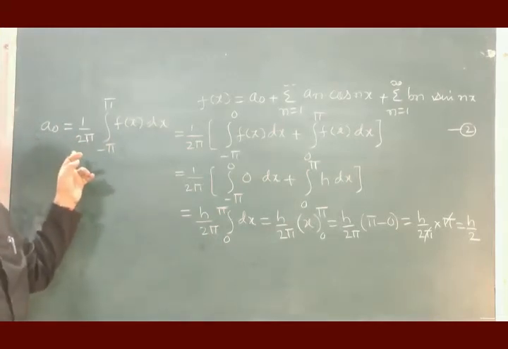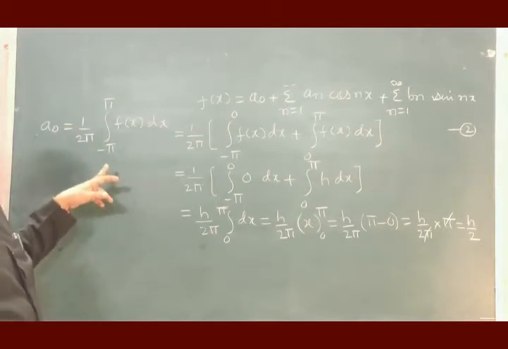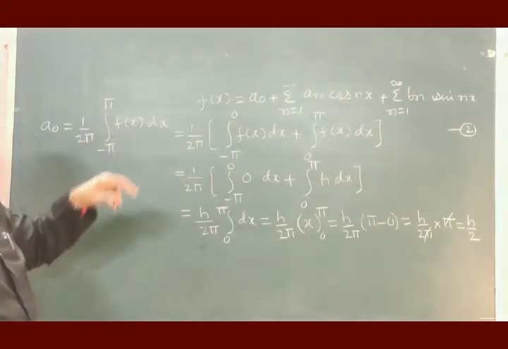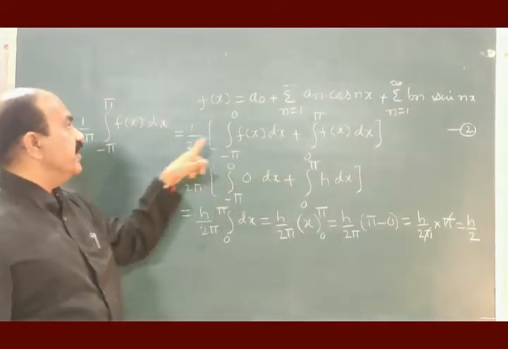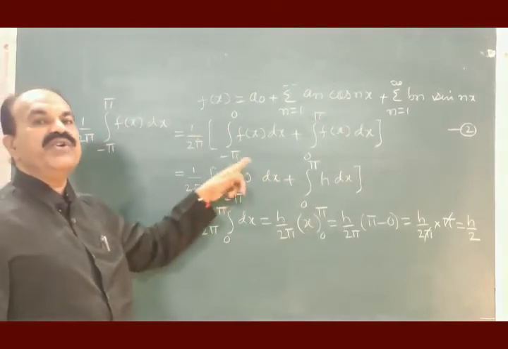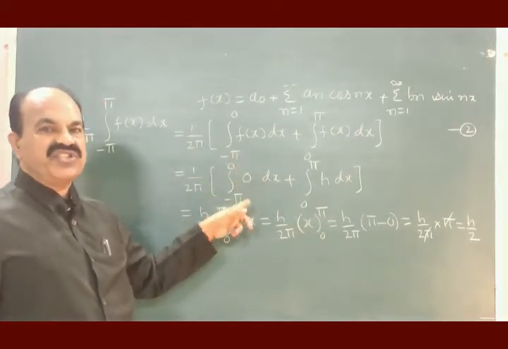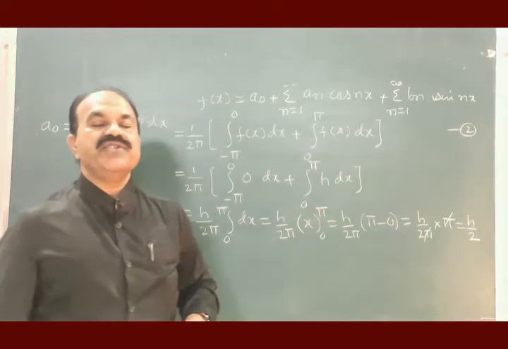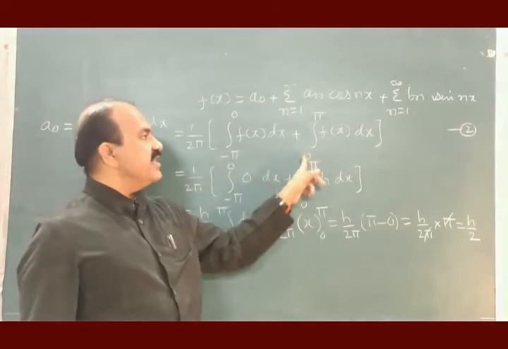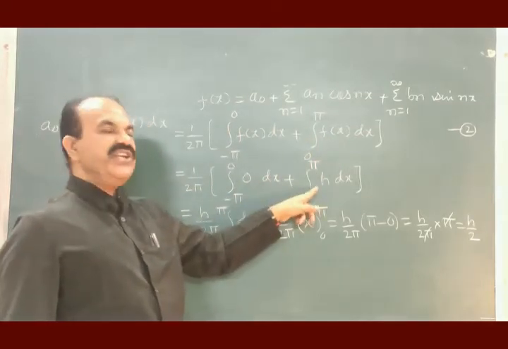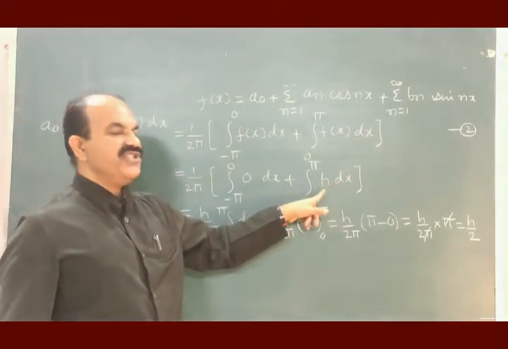Write the formula for evaluation of A0 as A0 is equal to 1 divided by 2 pi integration over minus pi to plus pi f of x dx. Split this limit into two limits as shown here. So A0 will be 1 by 2 pi into, in the square bracket, integration within the limits minus pi to 0 f of x dx plus integration within the limits 0 to pi f of x dx. The value of f of x in the first limit is 0, in the second limit is h, which is substituted here. First term will become 0, only the second term is left. In the second term h is constant.